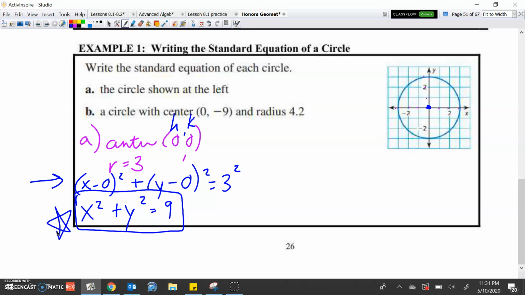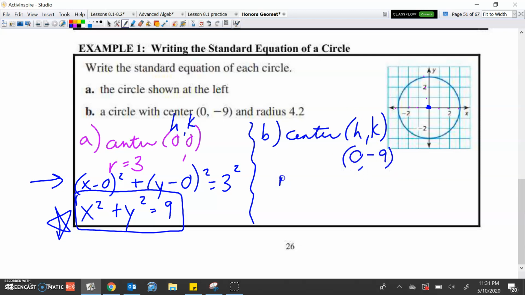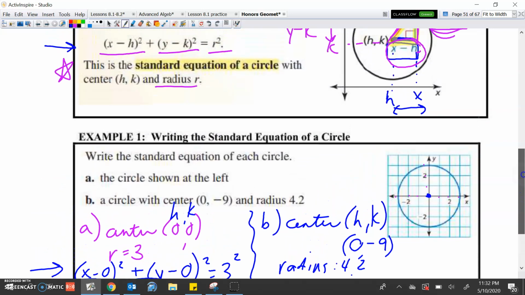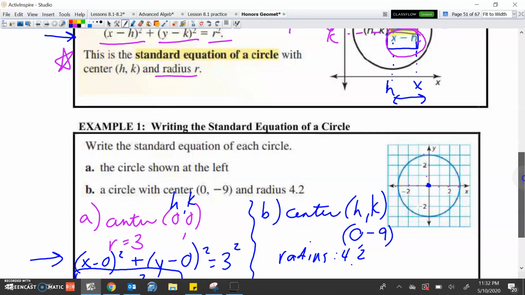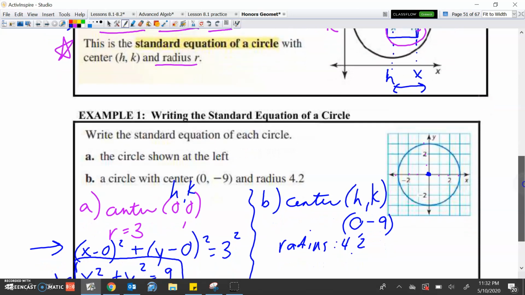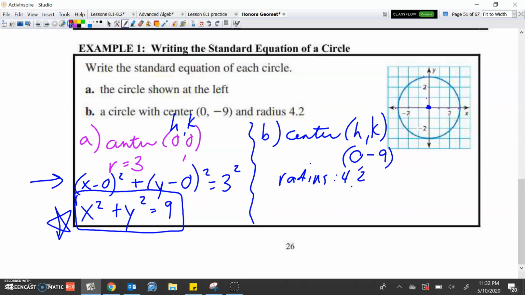Okay? All right, now the next one's not drawn for us, but they give us some info. In part B, we have a center at hk, and that center is, in this case, 0, negative 9. And we have a radius, a unique number, of 4.2. So I'm just going to set up my equation. Here it is again, just so we can keep it in mind. x minus h quantity squared plus y minus k quantity squared equals r squared.